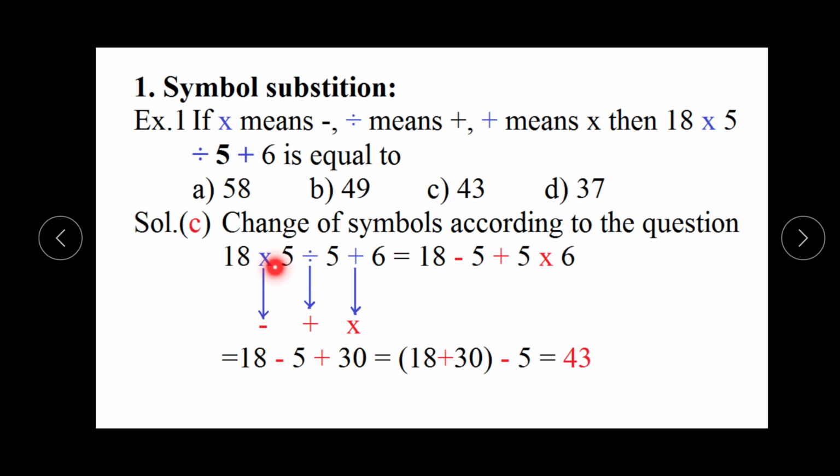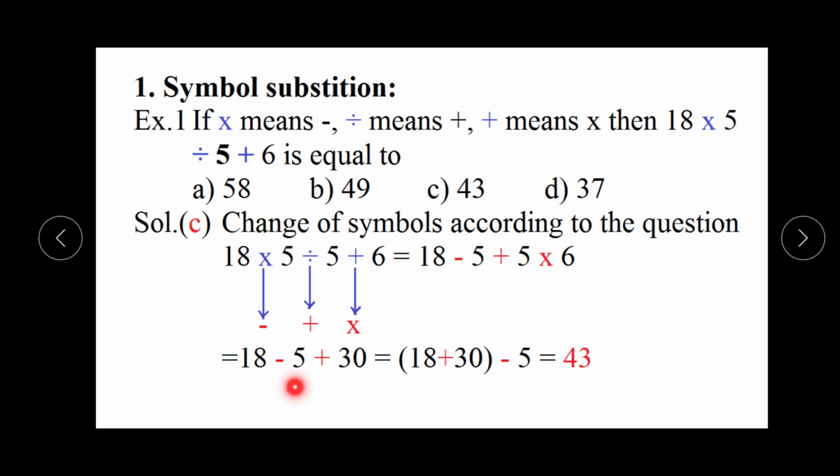It means where the multiplication sign is, that is replaced by minus, the division sign is replaced by plus, and the plus sign is replaced by multiplication. The new equation will be 18 minus 5 plus 5 multiplied by 6. When we solve this, first we will solve multiplication. 5 multiplied by 6 is 30. Then 18 minus 5 plus 30.